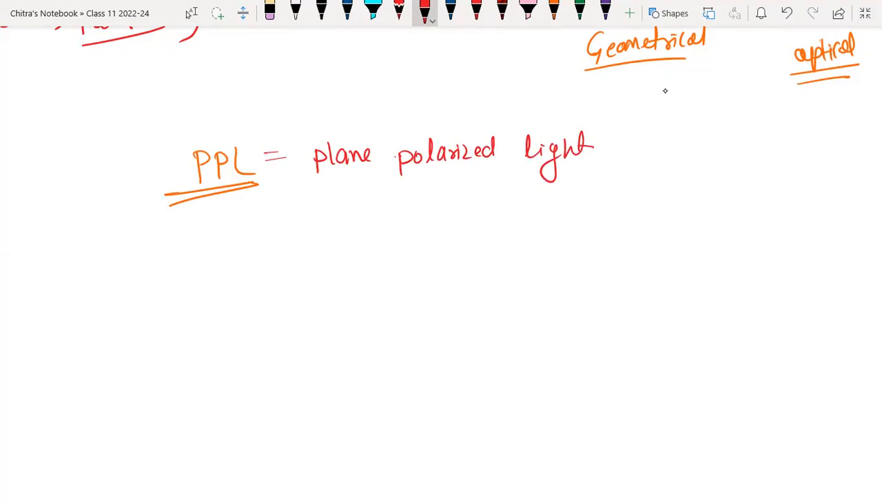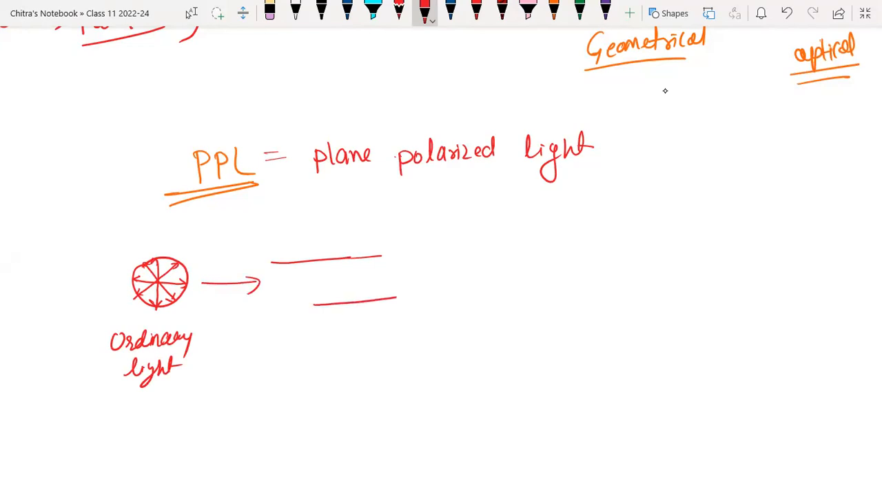See, suppose we are discussing an ordinary light ray. An ordinary light ray vibrates in all the possible planes like this. What is ordinary light? The light which vibrates in all the possible directions is called ordinary light. But when an ordinary light ray passes through a Nicol prism.